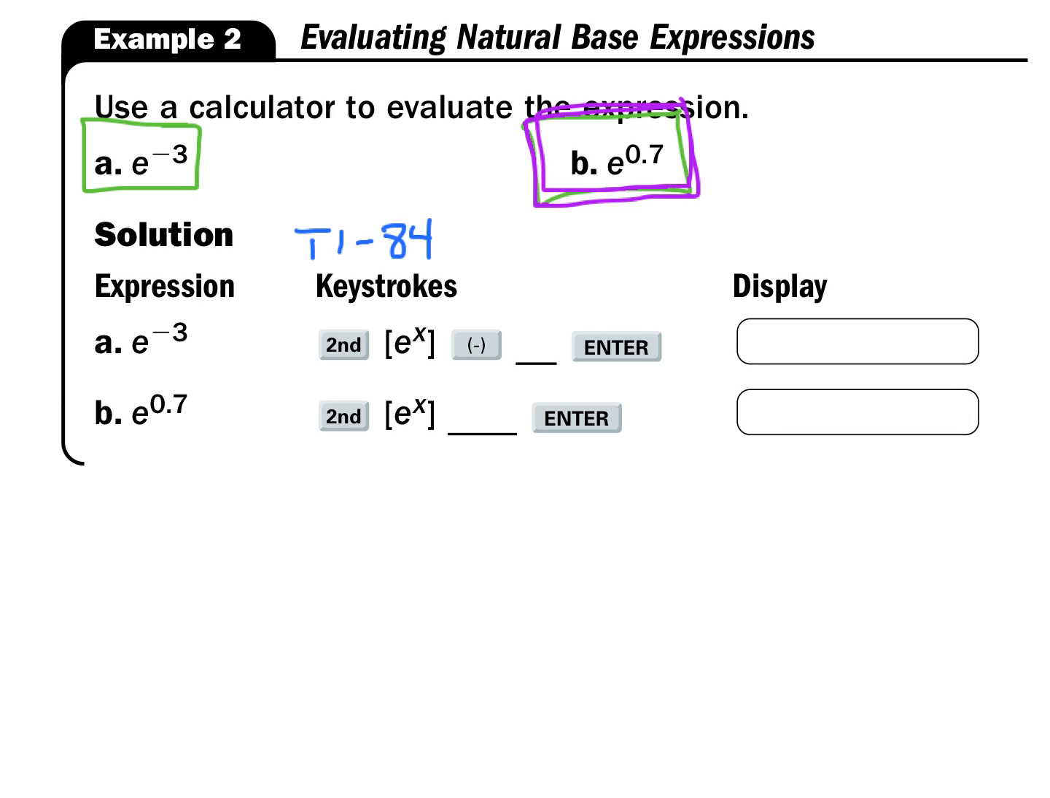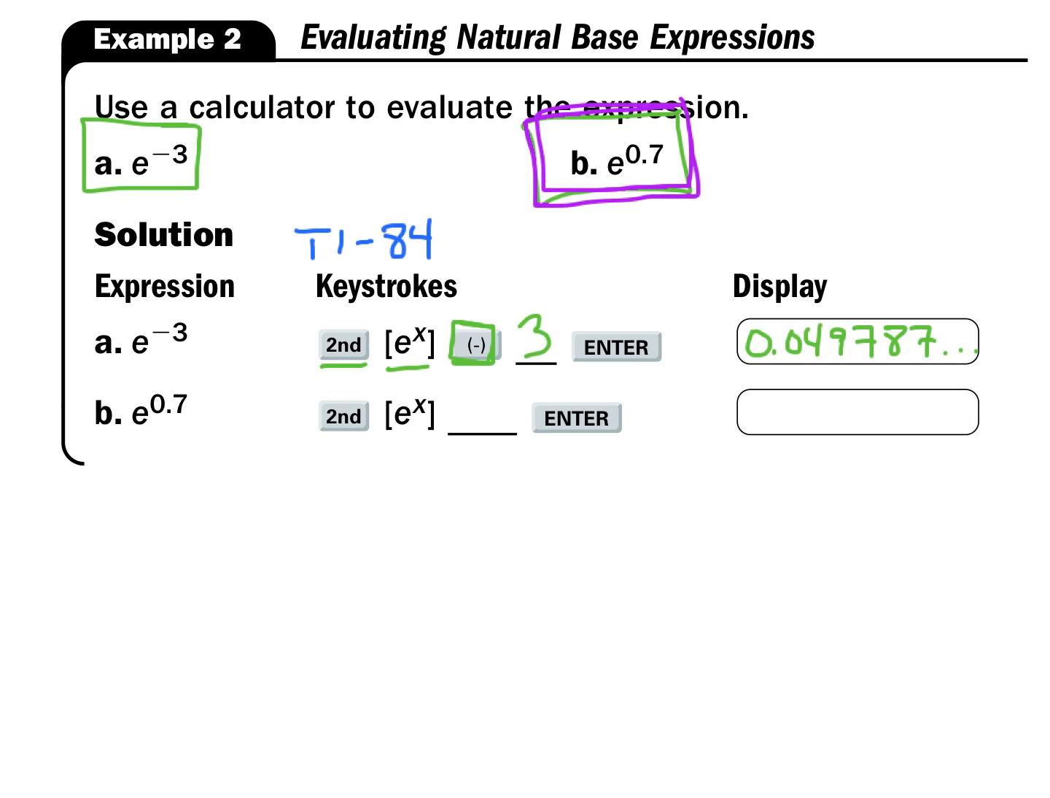So for a TI-84, you would hit the second function button and then find where the e to the x is. Then hit the negative symbol. Now be careful that you use the negative symbol and not the minus sign. They are two different things. Then the number 3, and then hit enter. And when you enter that in properly, you should see on the display 0.049787 dot dot dot. It keeps going on forever because it is irrational.